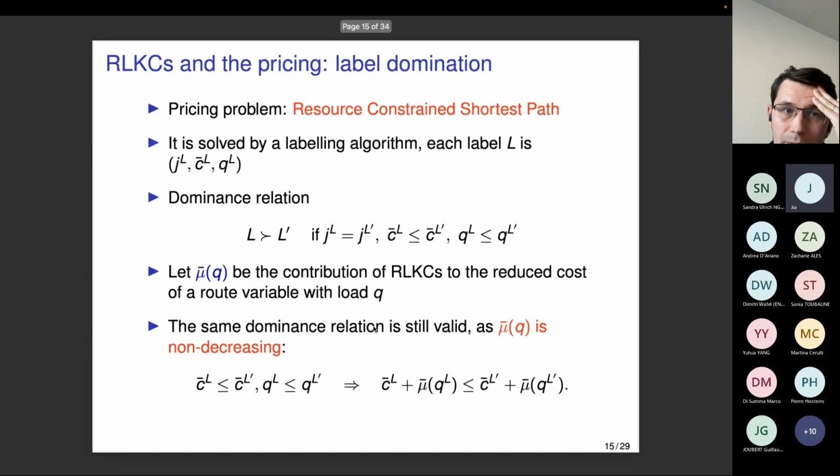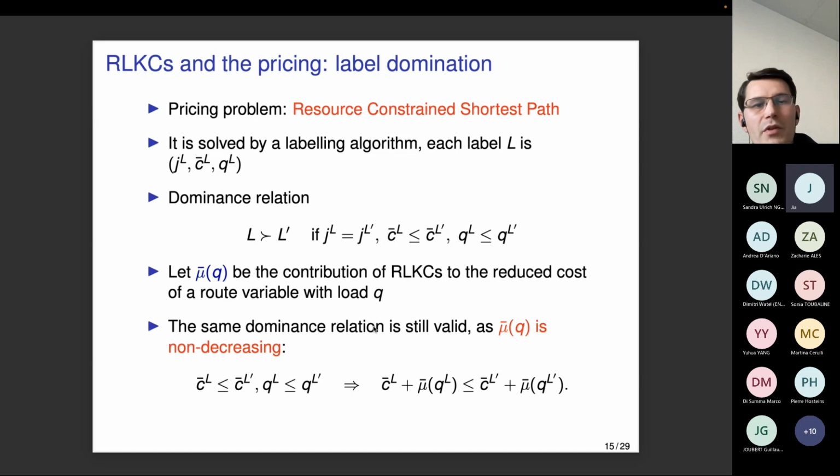Now, it's good. So we can separate these route load knapsack cuts, but these cuts are actually what we call non-robust cuts, because they can potentially change the route generation problem. So the way we solve the formulation, the linear relaxation of the formulation, is by a column generation algorithm, and in this algorithm we iteratively generate new route variables. And the problem which generates new route variables is called the pricing problem.